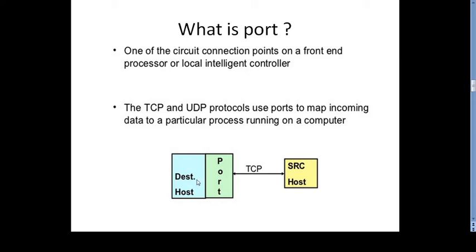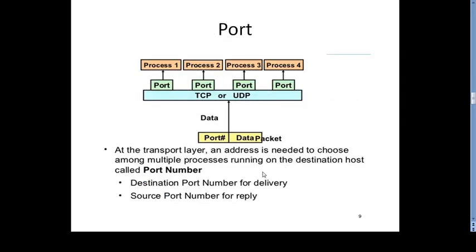So destination port number, source host, TCP. At the transport layer, an address is needed to choose among the multiple processes running on the destination host, that is called the port number. So that is the definition of the port. Destination port number for the delivery, source port number for the reply. So here, from the port, data will come, and the connection may be from TCP or UDP.